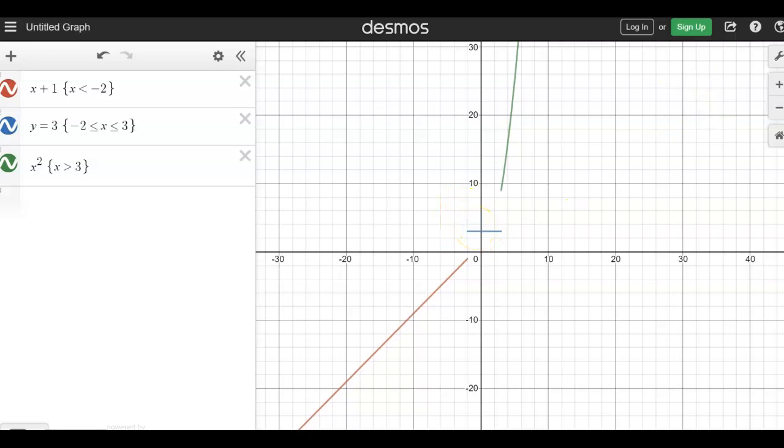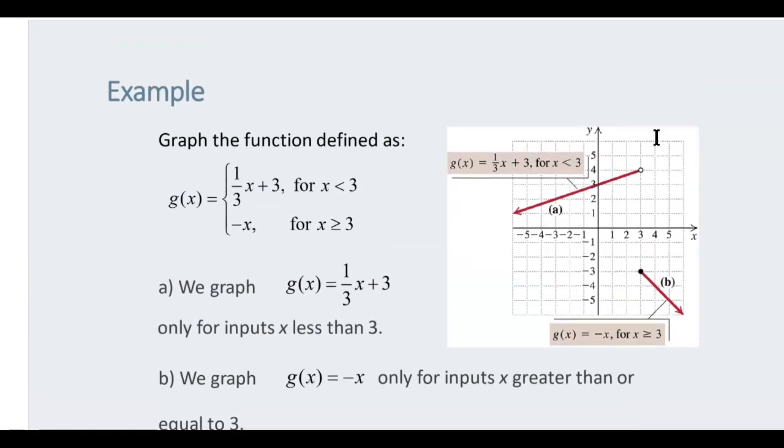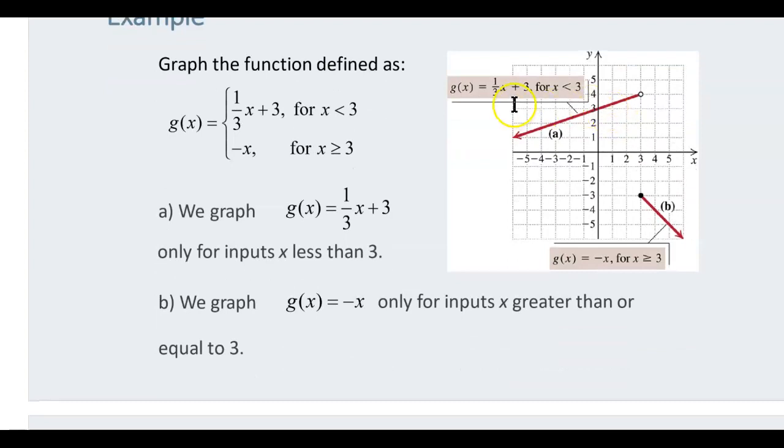All right, let's go back to OneNote. Here's a different example of a piecewise function. It's broken up into 2 separate portions of the graph. 1/3 x plus 3 is a straight line, and that graph is defined only for x values that are less than 3. So we can see that when x is equal to 3, that's where the graph is cutting off. There's an open circle because there is no equal sign.